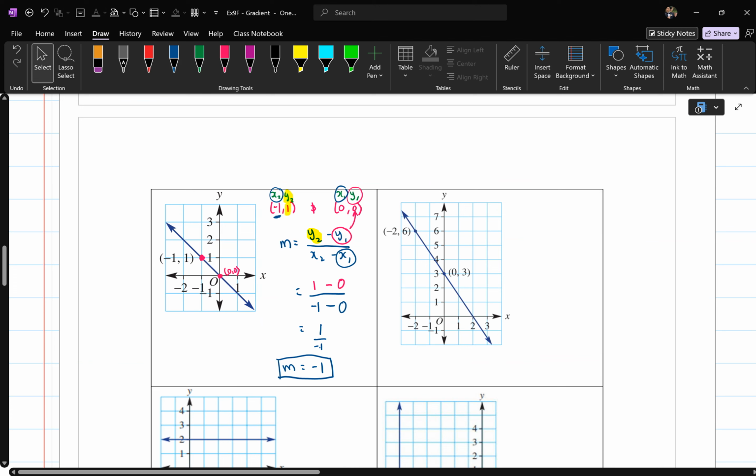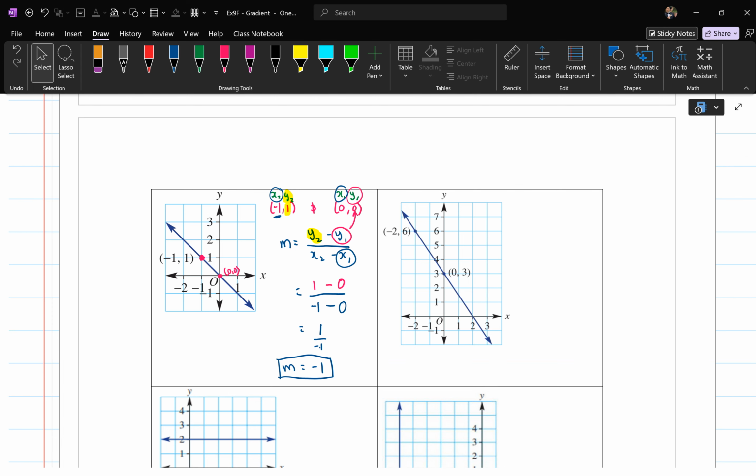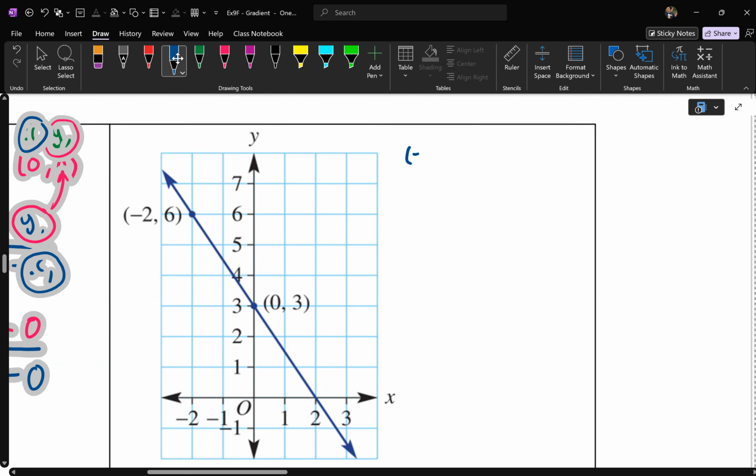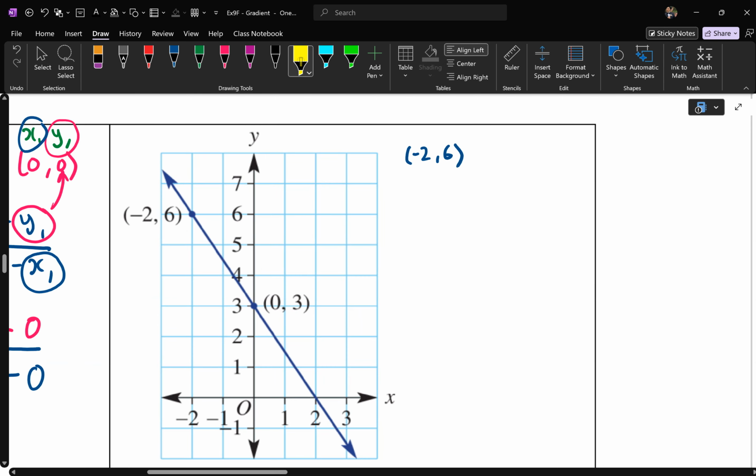Okay, so you can see here what I'm practicing, and this is probably a good time to pause the video. This is what I want you to practice. Pick 2 points, like this one. You've got -2 and a 6, so that's 1 point. You've got another point, which is 0, 3.